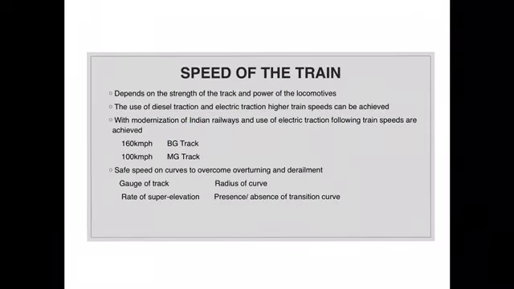The next geometric component we need to consider is the speed of the train. The speed of the train achieved depends upon the strength of the track as well as the power of the locomotives adopted in pulling the train. Also, if you use diesel traction and electric traction, higher speeds of the trains can be achieved. With the modernization of the Indian Railways, the construction practice and the use of electric traction, we can achieve speeds up to 150 km per hour on the BG track, and on the meter gauge track the speed can be up to 100 kmph. So these speeds are on the straight track.